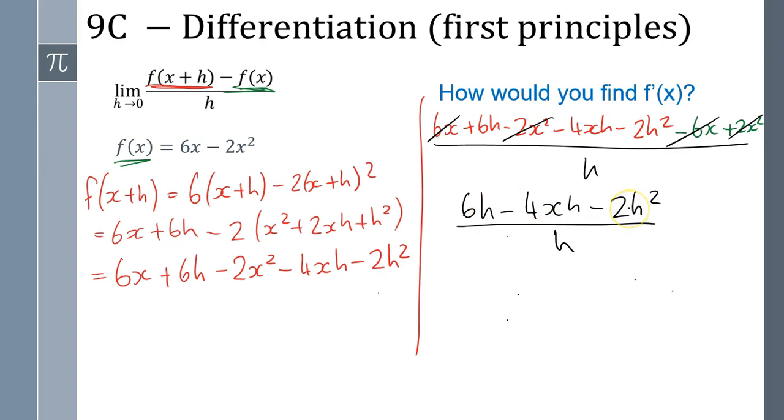So here I can take a h out of all of those terms. So I can take 1 out of there, 1 out of there, and 1 out of there, which would leave me with 6 minus 4x minus 2h. Okay, and I'll just rewrite that. I'll put it with a proper notation. Six minus 4x.